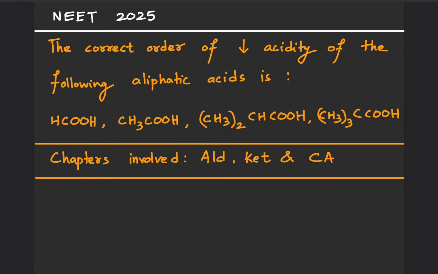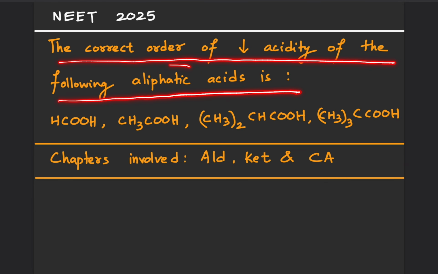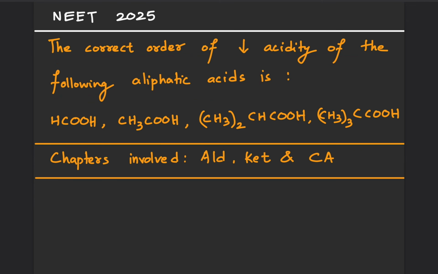Hello everyone. So this is a question from NEET 2025. The correct order of decreasing acidity of the following aliphatic acids is: HCOOH, CH3COOH, (CH3)2CHCOOH, (CH3)3CCOOH. The chapter involved is aldehydes, ketones and carboxylic acids.